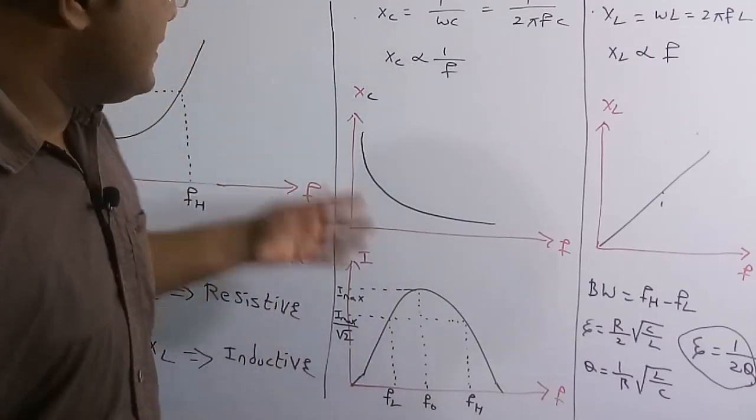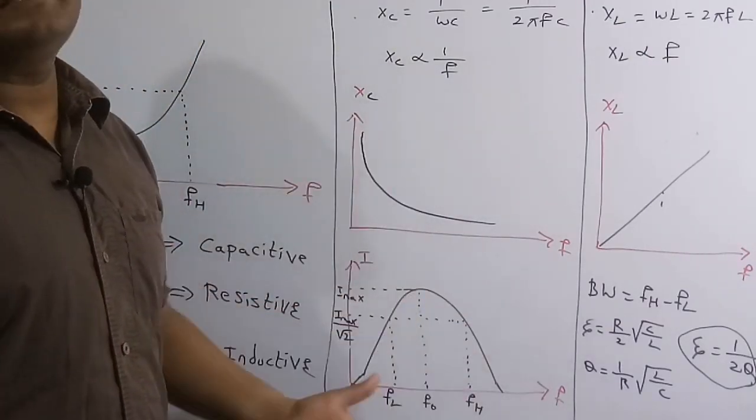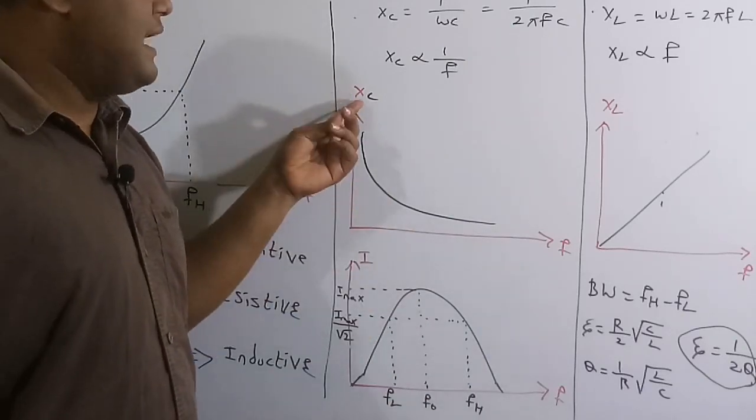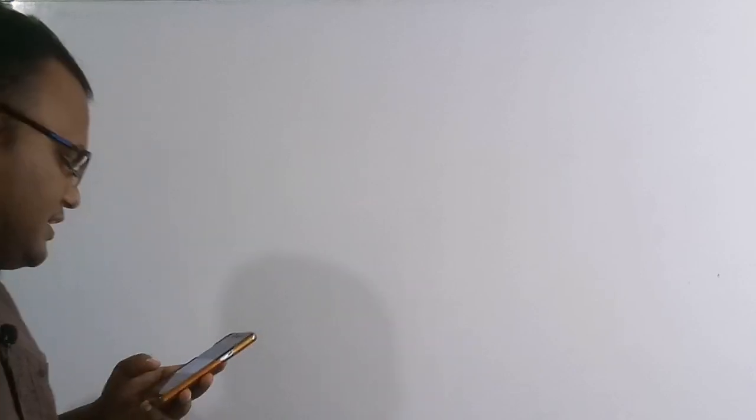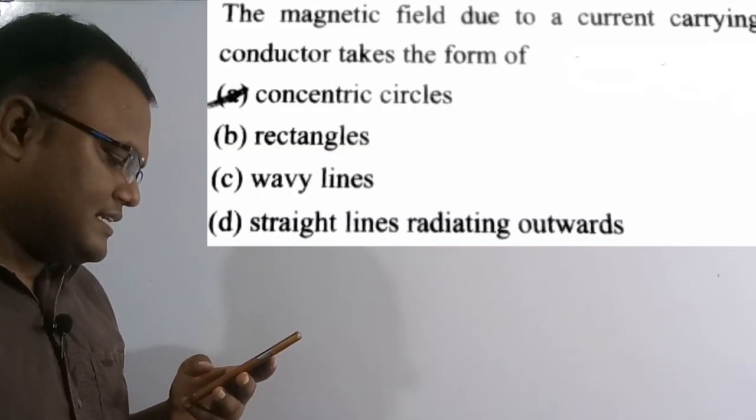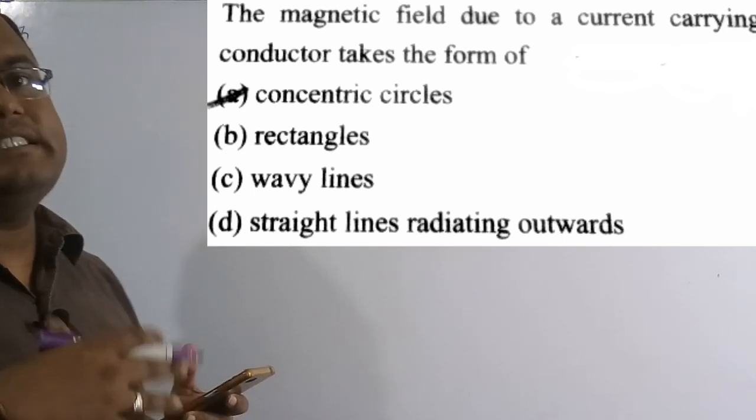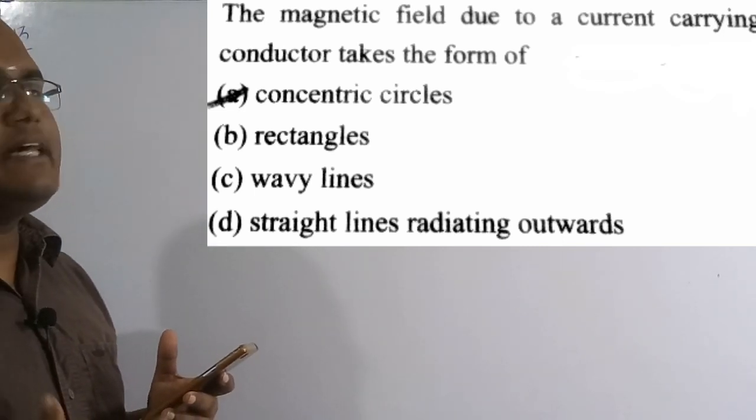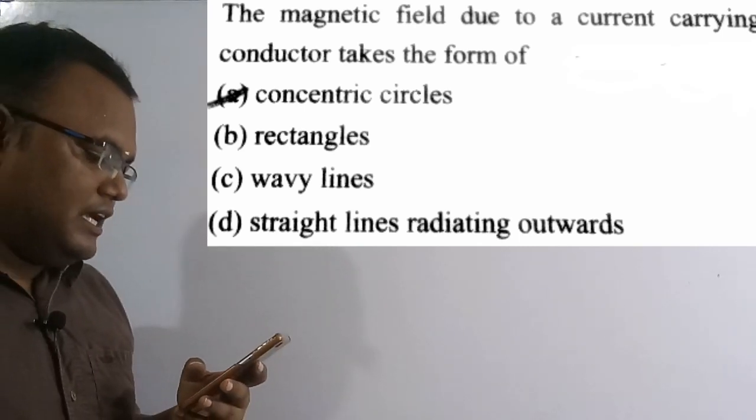So finally, here in this question they have given this graph and they are asking what two parameters this graph represents, which is reactance and frequency. So now we are going to solve the 13th question. See the question here: the magnetic field due to a current carrying conductor takes the form of. Basically, they are asking what is the nature of the magnetic field whenever current passes through a wire, and what is the shape of this magnetic field?